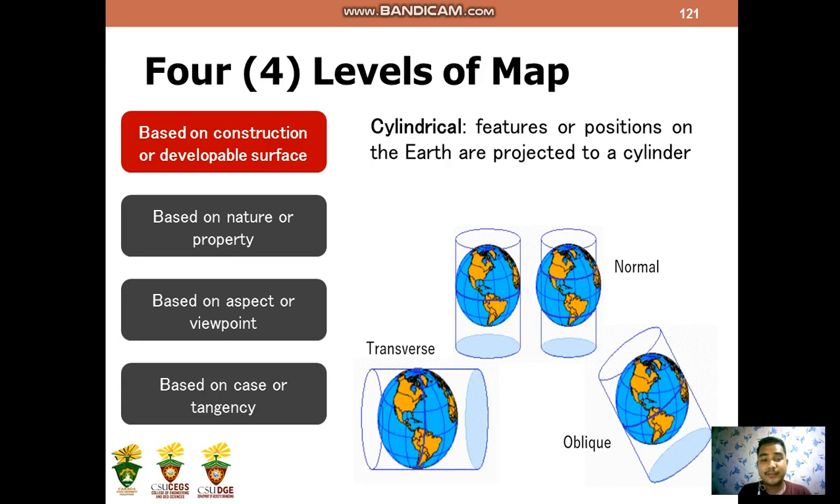So we have four levels of map classification. Mao ni siya: based on construction or developable surface, based on nature or property, based on aspect or viewpoint, and based on case or tangency. So first, let us discuss based on construction or developable surfaces. We have cylindrical. So the features or positions on the Earth are projected onto a cylinder. Ako na nag-discuss kaganina, kung cylinder, mag-base siya sa iyang construction, kung transverse ba siya, normal ba siya, or oblique ba siya.